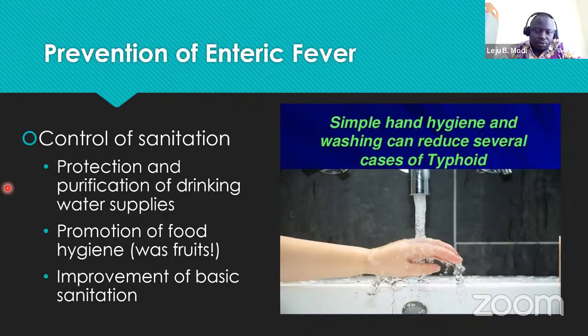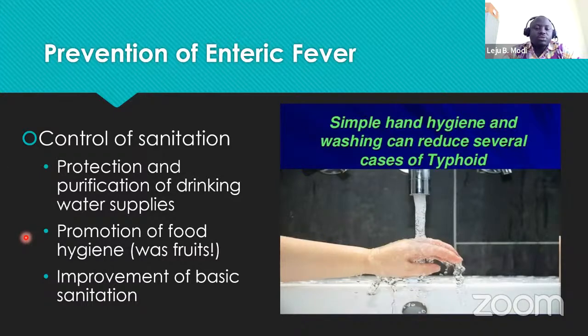Promotion of food hygiene. It's so common with the fruits. Some of the fruits, especially those that we peel, we think because we are peeling away the covers, we don't need to wash them. Sometimes it's not correct. So the key point here is wash fruits. We need to wash all the fruits, whether you are eating them like that or you need to peel them. It's always good practice to wash them.